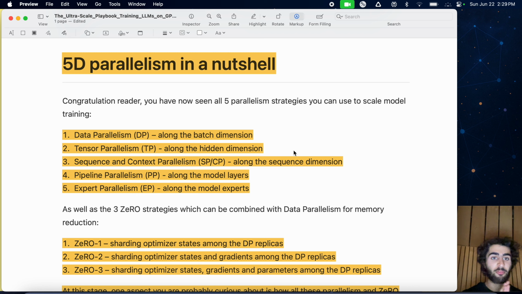And then fourth, we have pipeline parallelism, which means that we split the model up into layers, and then the input is passed through a pipeline in essence, where it goes through each device iteratively, and then in the backward pass also just in the reverse order. And then expert parallelism, which we just discussed.